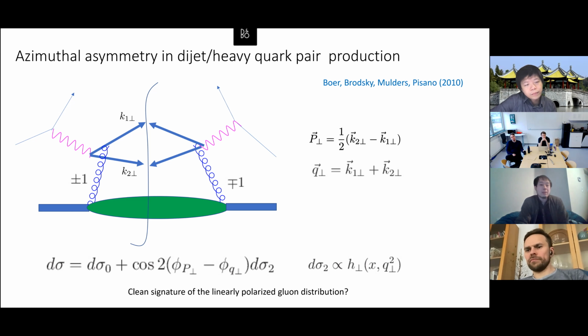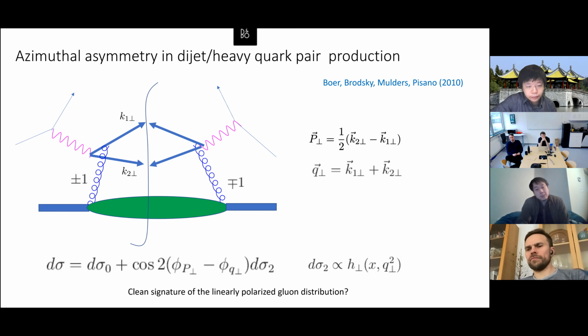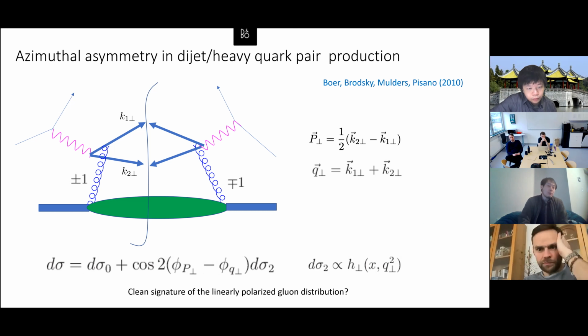We also define this q_perp, which is the vector sum of k1 and k2. If you look at the situation where P_perp is much larger than q_perp, then you find that the cross section depends on cosine 2 phi, where phi is the angle between these two vectors. Such a cosine 2 phi dependence can be generated by this linearly polarized gluon distribution. So if experiments can measure this cosine 2 phi, that could be an experimental signature of the linearly polarized gluon distribution function. There has been a similar proposal of this kind.